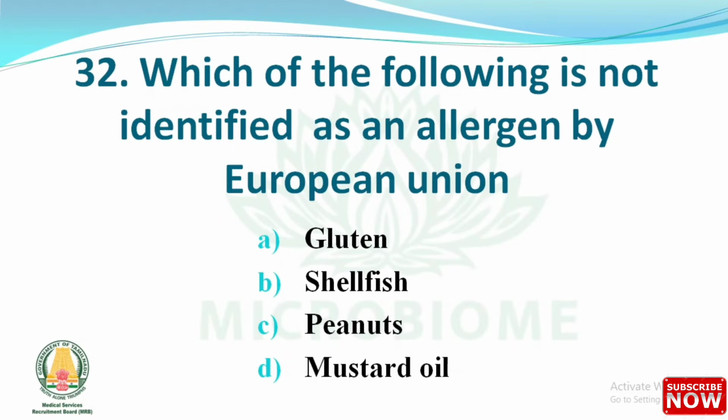And next, which of the following is not identified as an allergen by European Union? The options are gluten, shellfish, peanuts, mustard oil. The right answer, option D, mustard oil.